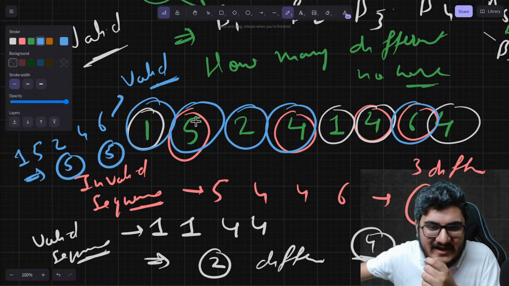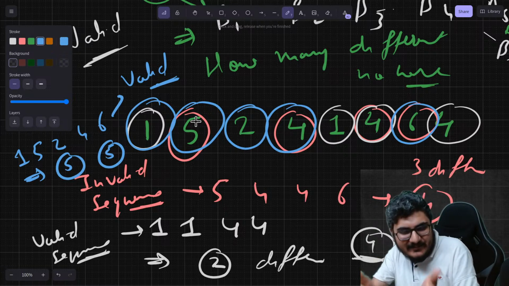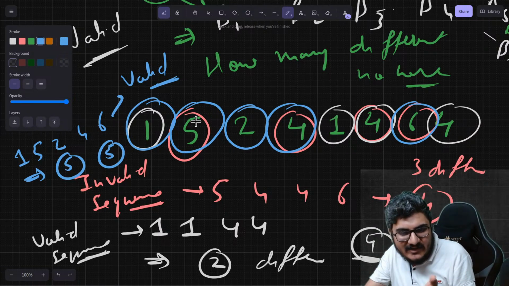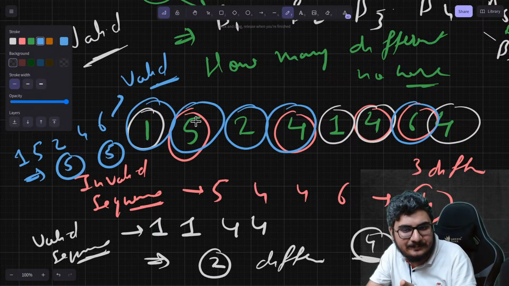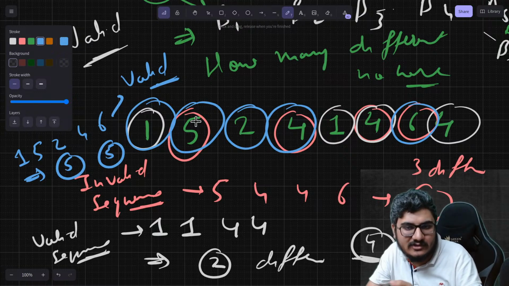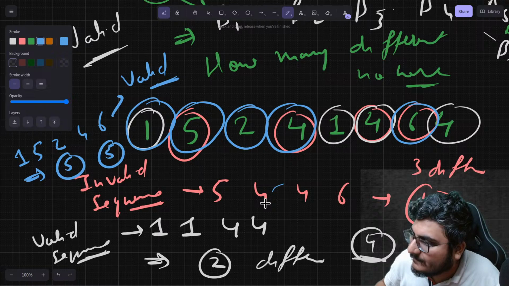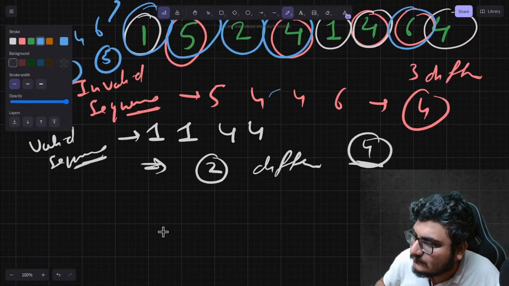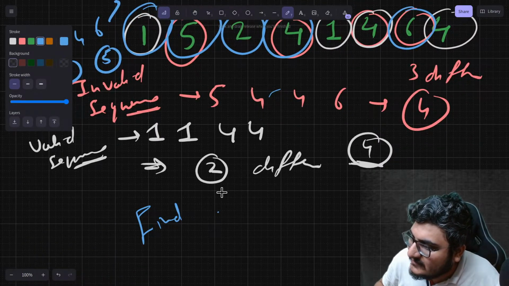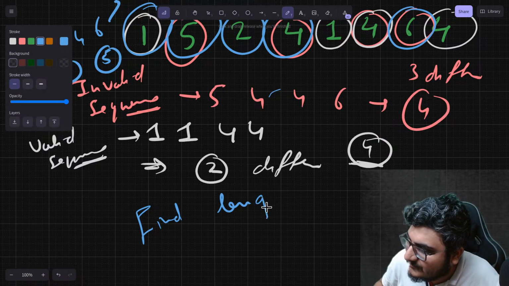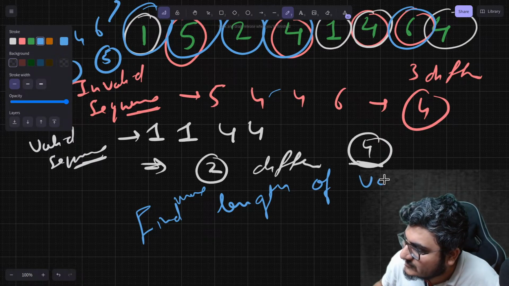So the way we define a valid sequence is we choose some number of elements from there. Then we count how many different elements we have chosen and the count of total elements we have chosen. If this divides the other, we say that sequence is a valid sequence. Otherwise, it is not valid. And the question asks us to find the maximum length of a valid sequence.